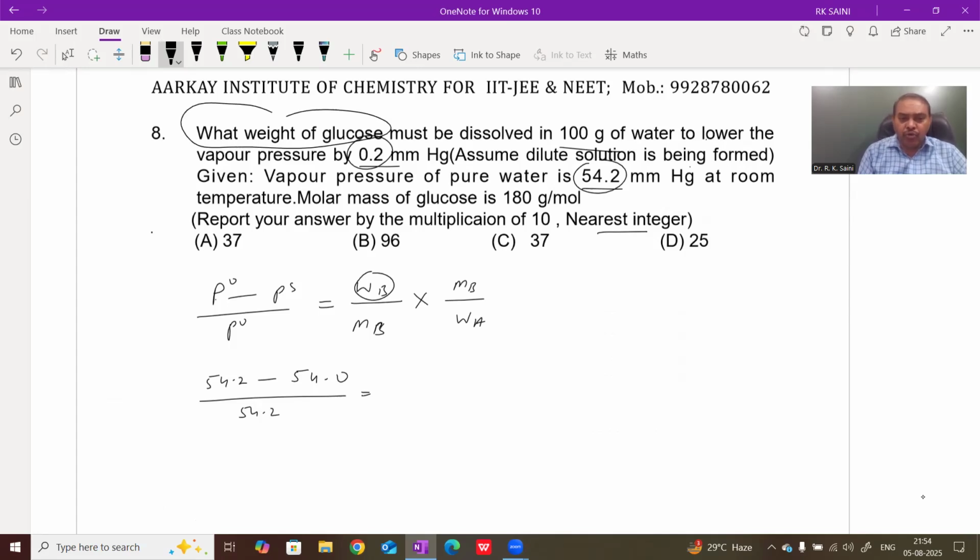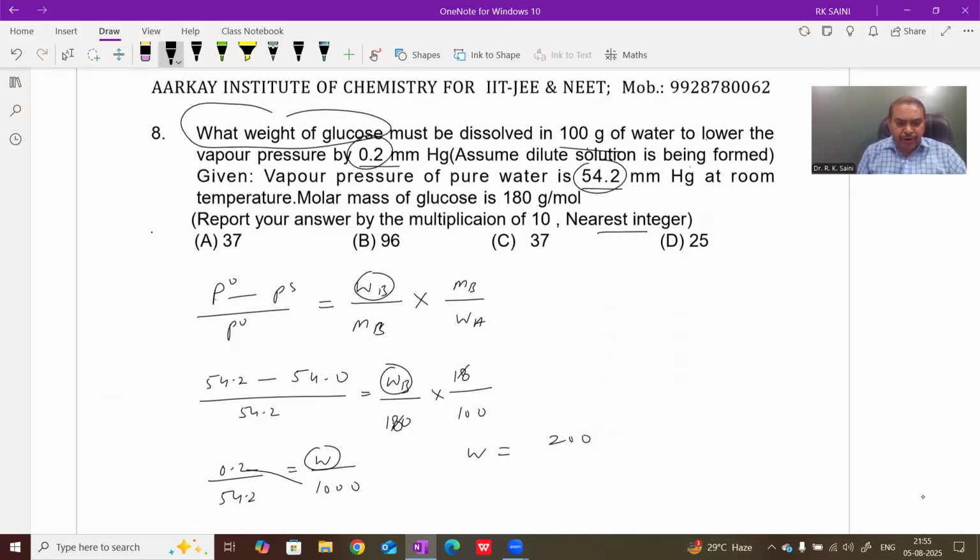What weight of the glucose? It means we require the weight of glucose. Its molar mass is 180. We know that it is in 100 gram of water, and the molar mass of water is 18. Now find WB. 0.2 divided by 54.2 equals weight upon 1000, and the weight equals 200, cross multiply, 0.2 into 1000 divided by 54.2.